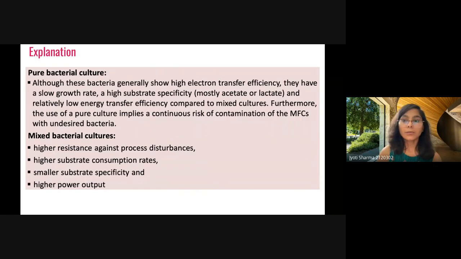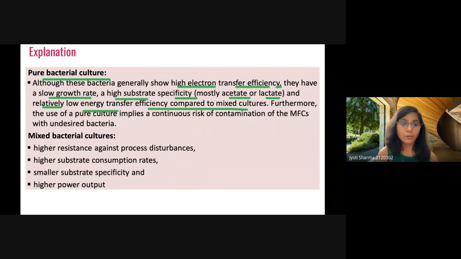And here also you can see for the pure culture, that may show high electron transfer efficiency, but it has a very slow growth rate and very high substrate specificity. Mostly it needs acetate or lactate, and has relatively low energy transfer efficiency compared to mixed culture.